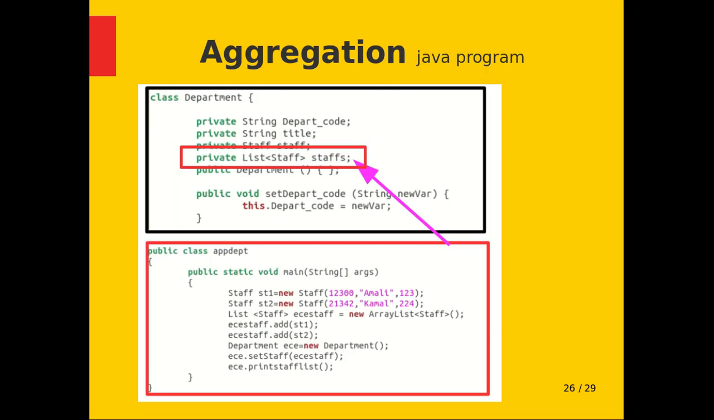Aggregation using Java. You can see here a list of staff class in the department. Its scope is private. In the main class, two staff objects are created called st1 and st2. Then they are added to a list of staff. Thereafter, a new department object called ECE is created.